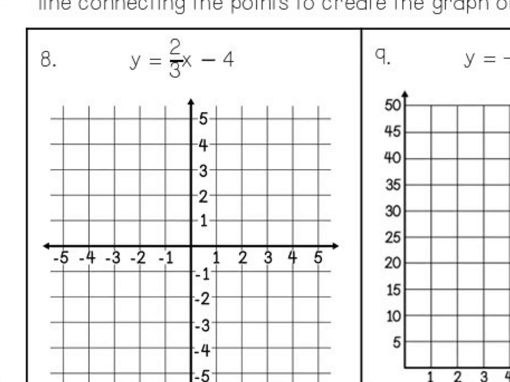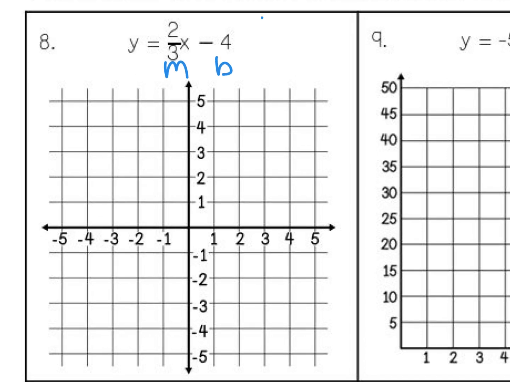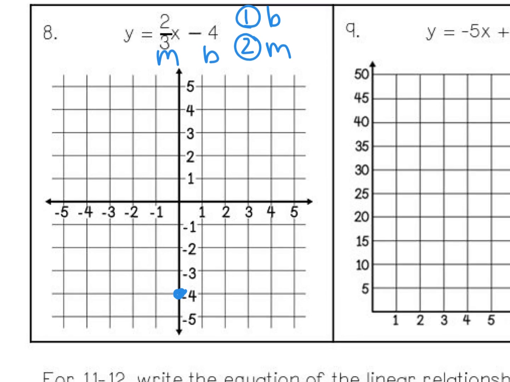So now we're going to go the opposite direction. Now I'm giving you the equation. I want you to draw the line. So this is our m, and this is our b. When we do this, we always start with our b, and then we graph our slope. So what's my b here? 0, negative 4. That's way down here on the bottom of my y-axis, and then it's a positive slope, right?